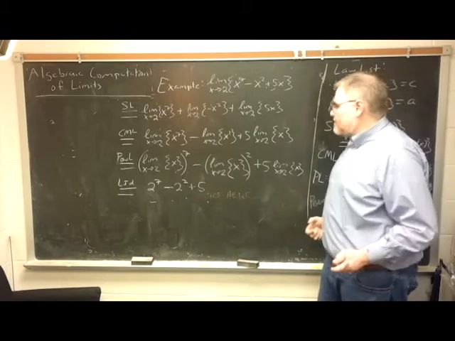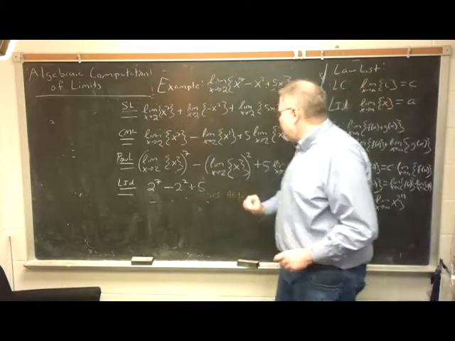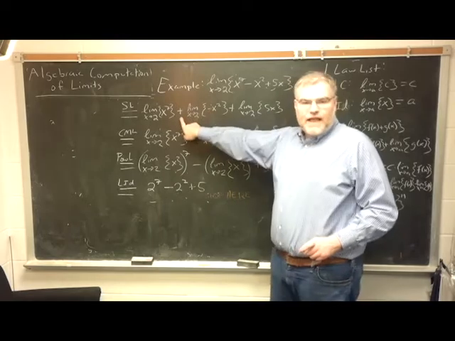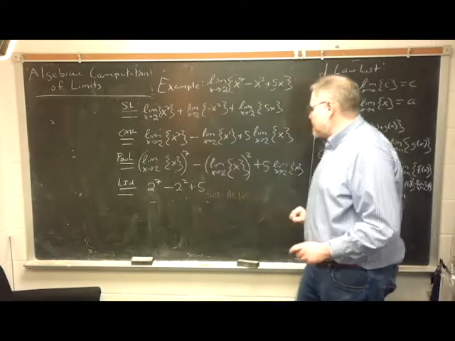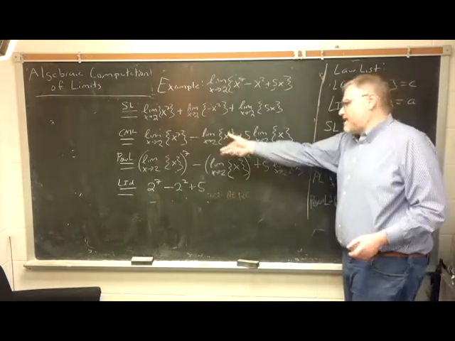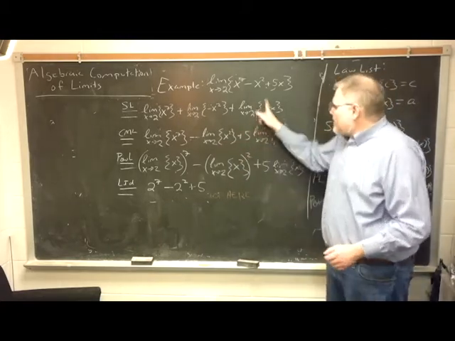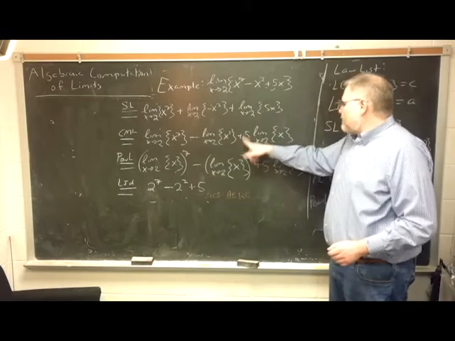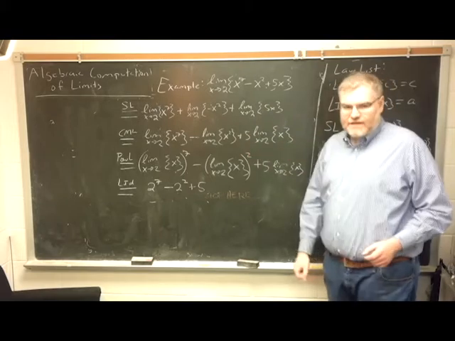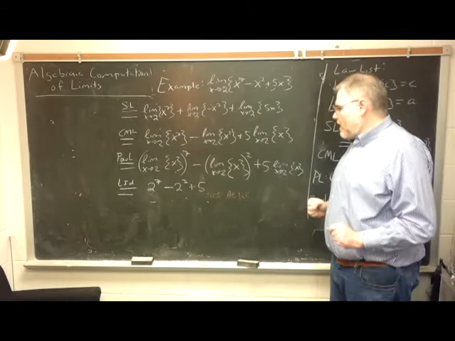Now, I apply the constant multiple law. This one I'm going to leave alone. This one, I'm going to pull out the negative 1 using the constant multiple law, and of course, I don't want to say plus negative 1 times, I just say minus. Plus 5: I pull the 5 across the limit sign, and I wind up with 5 times the limit as x goes to 2 of x. Now I apply the power law.